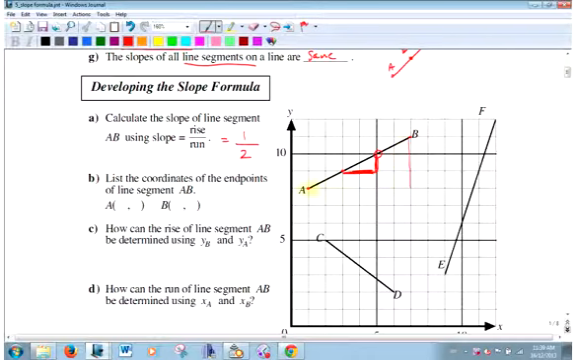If I would have used these points, I would have got the same thing. 3 over 1, 2, 3, 4, 5, 6. 3 over 6, that's also a half, isn't it?